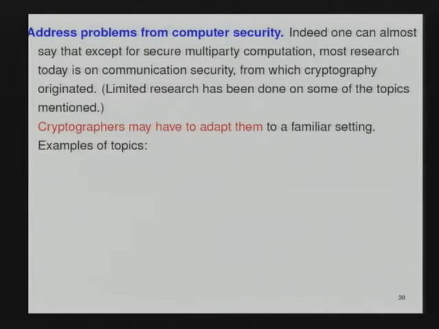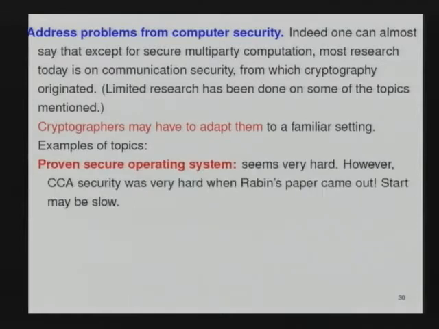And so an issue is that we evidently may have to adapt some of the problems so that they become easy to study. So, for example, one question is, can we make proven secure operating systems? Now, everybody, in particular people who are working on computer security, are going to say, this is way too hard. Now, wait a moment. If you look at Rabin's paper, and if you look at Goldwasser and Micali, they had security defined in a very, very narrow way. Okay? And they had then some scheme which was completely impractical.